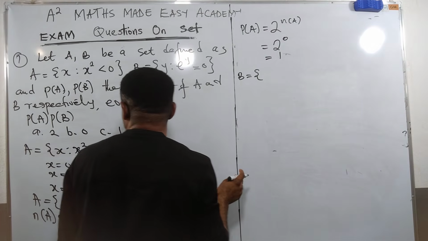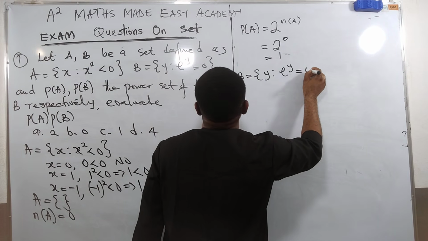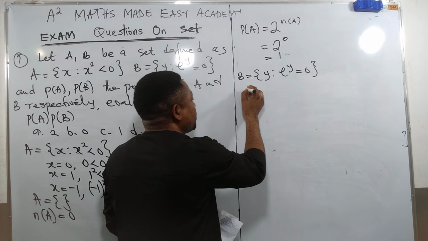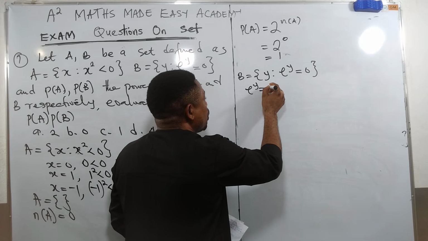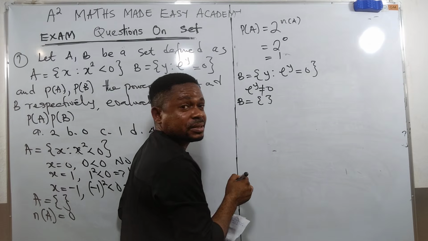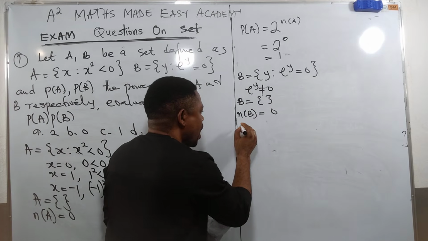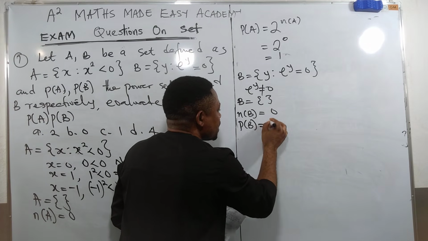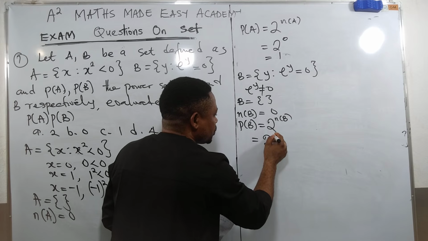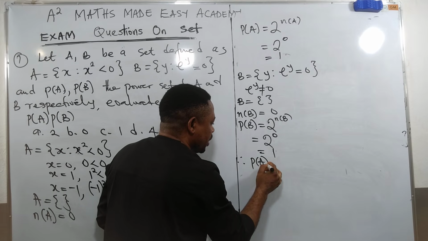Are you with me? Remember we are rounding up. What is set B? y such that exponential y is equal to 0. Remember the last question I solved, I said anytime you encounter an exponential function, there is no number that can give you equal to 0. So in summary, set B is an empty set. Then what is the cardinality of set B? Do you have any member here? No, which means it is 0. I will now say P(B) is 2 raised to power n(B). That is the power set. This is 2, right? n(B) is already 0. And anything raised to power 0 is 1.